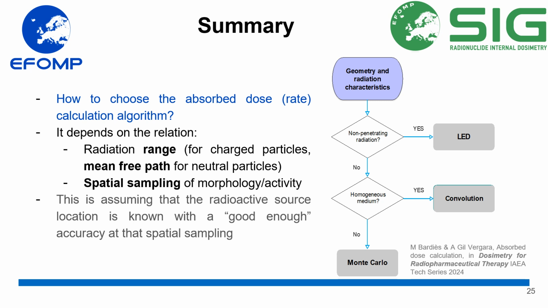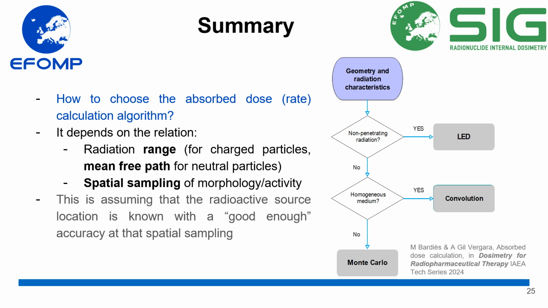To summarize and conclude this lecture, let's ask ourselves, how do we choose the absorbed dose calculation algorithm? The answer depends on the relation between radiation range or mean free path and the spatial sampling we want to use. Looking at the graph on the right, we first have to ask, is the radiation non-penetrating with respect to our spatial sampling? If the answer is yes, local energy deposition is an acceptable approximation.